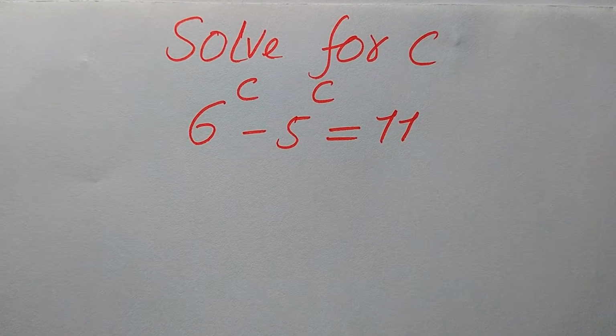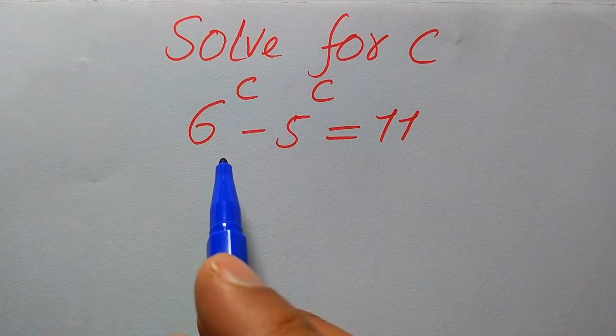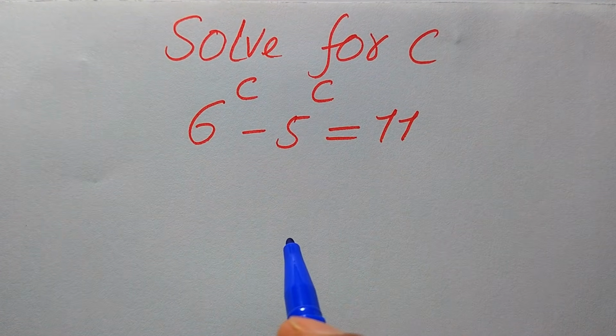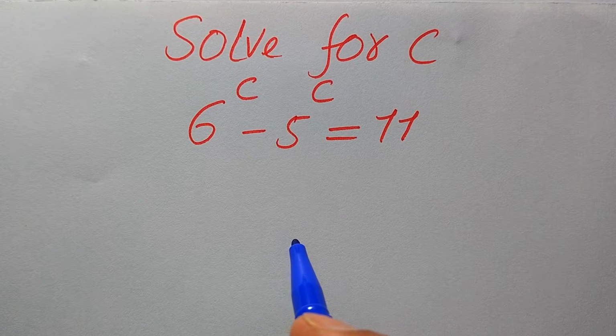Hello everyone, welcome to solve this nice math Olympiad exponential equation problem. So here we have 6 to the power of c minus 5 to the power of c is equal to 11, and we solve this problem for all the values of c.